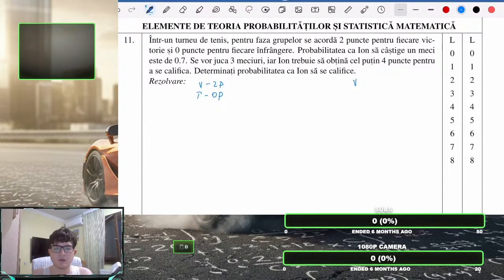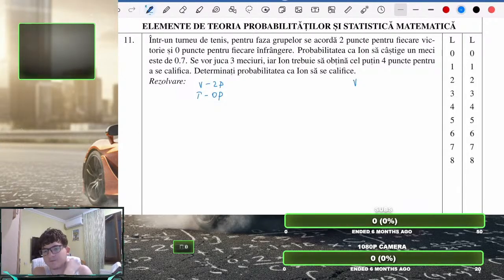Anyways, we just note it down. Victory is 2 points, loss 0 points, so at least they don't take points away from you. And what else is there? 2 points for each victory. Well, we got the 0.7, that's the main thing, so that's 7 divided by 10. So we need the anti-probability of losing, which is 0.3, which is 3 divided by 10. And you can just do 3 circles.